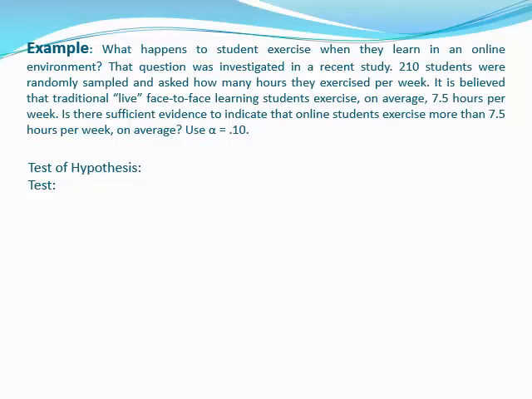So your job is to come up with the null and the alternative. What are we trying to say? Well, we're trying to say the mean exceeds 7.5. That's all we need to come up with the null and the alternative. The alternative is greater than, the null is equal to.